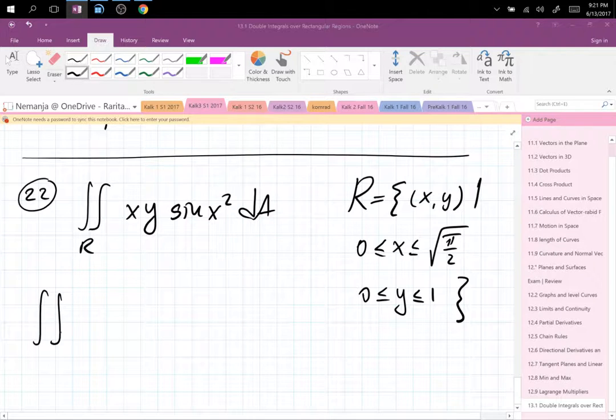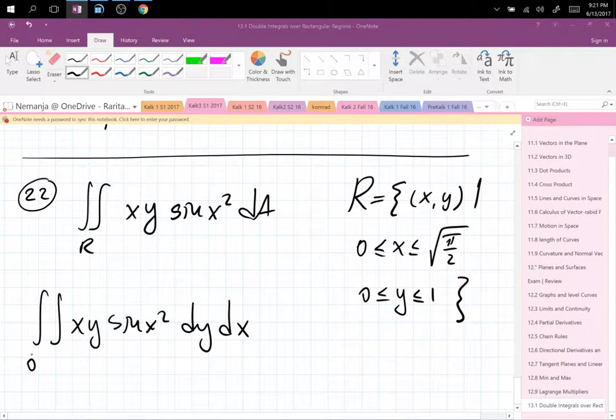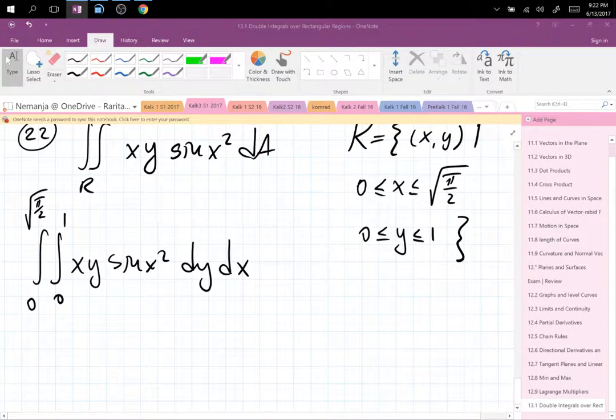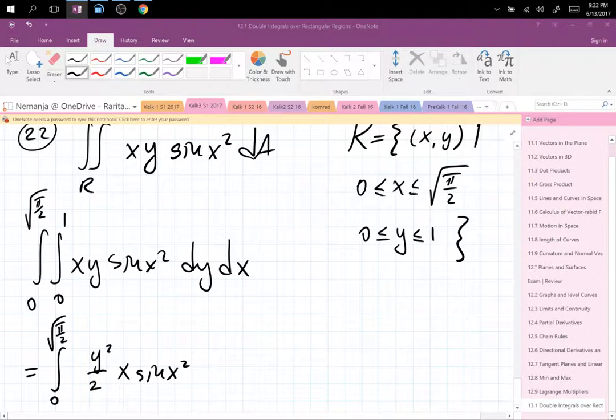So I will set this as dy dx. So our outer is x, which means 0 and square root of pi over 2, and the inner is y, which means 0 to 1. When I integrate, don't forget to copy the outer. We get y squared over 2, and then x sine x squared is a constant. Computed from 0 to 1. When you plug in 1, you get 1/2. And you plug in 0, everything dies.